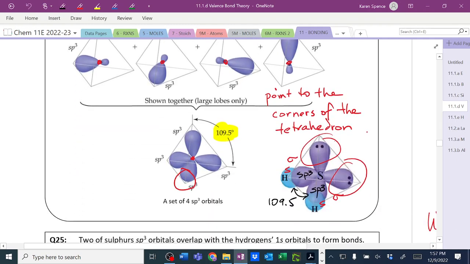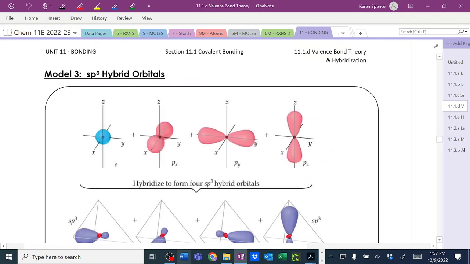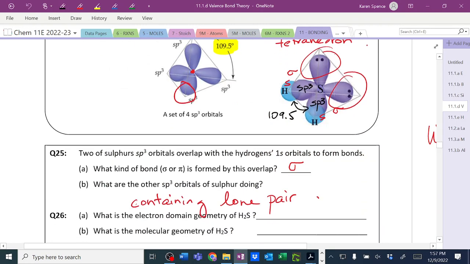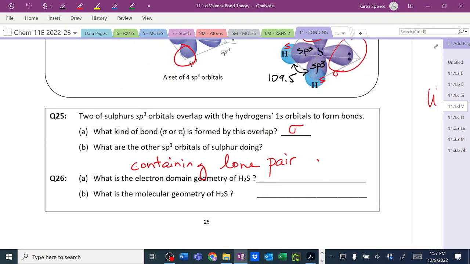And if you remember, when something is sp3 hybridized, that's 1 s and how many p's? 3 p's, and hence the sp3. What is the bond angle? 109.5. And what is the shape? Tetrahedral, yes. Okay, excellent.